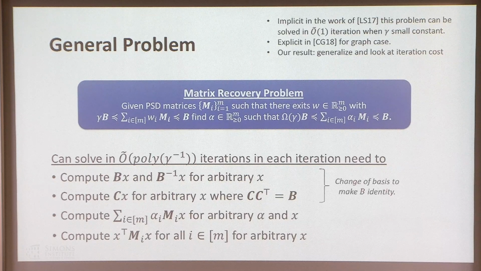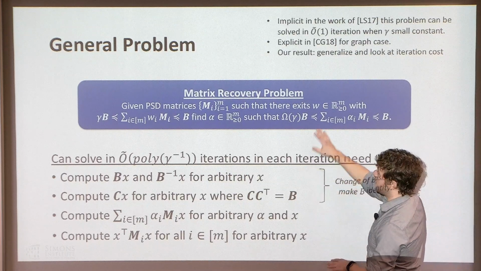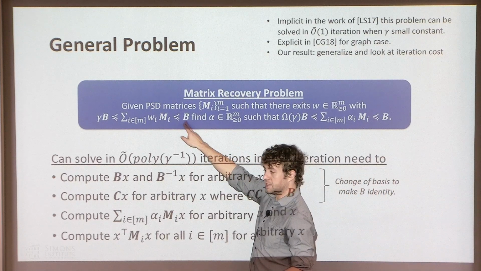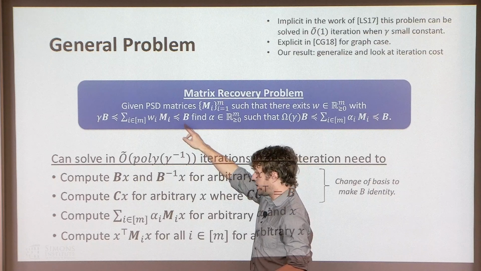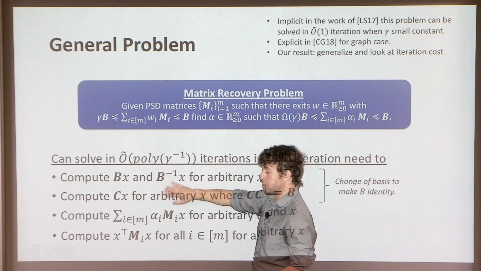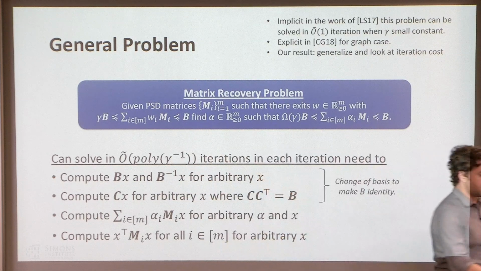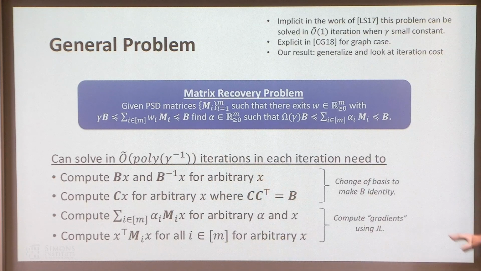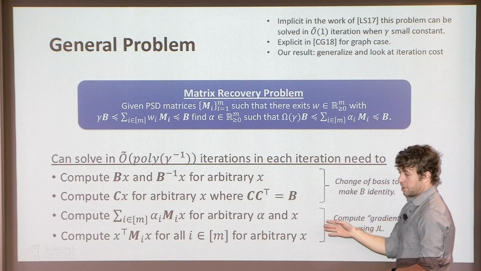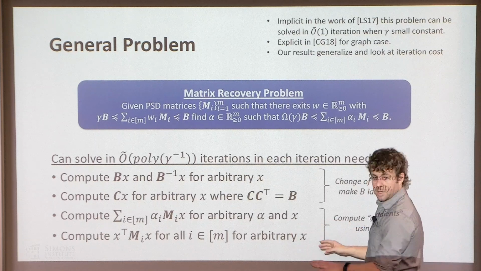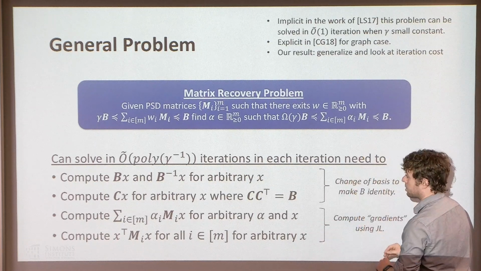Really high level, these first two operations are the way this is solved: you do a change of basis to make the B basically like the identity. What I wrote is a bit of overkill for doing that operation. And then these steps are essentially what you need, once you've done this change of basis, to be able to compute gradients and do JL. Right? And then feeding that through this very powerful iterative method lets you show this result.